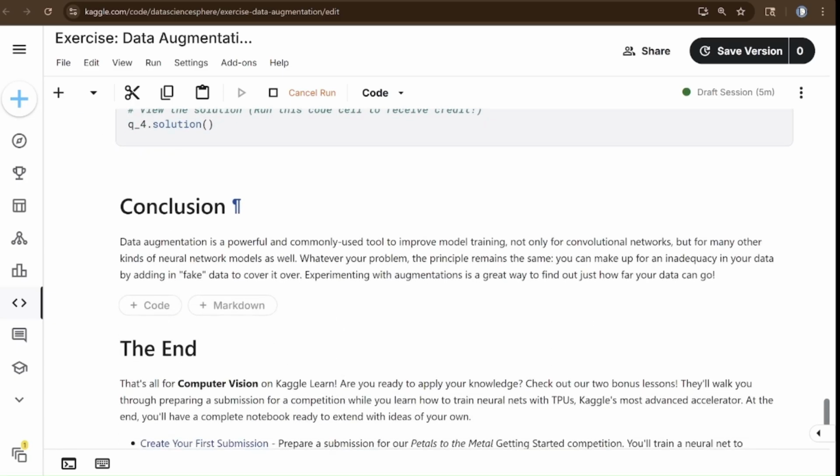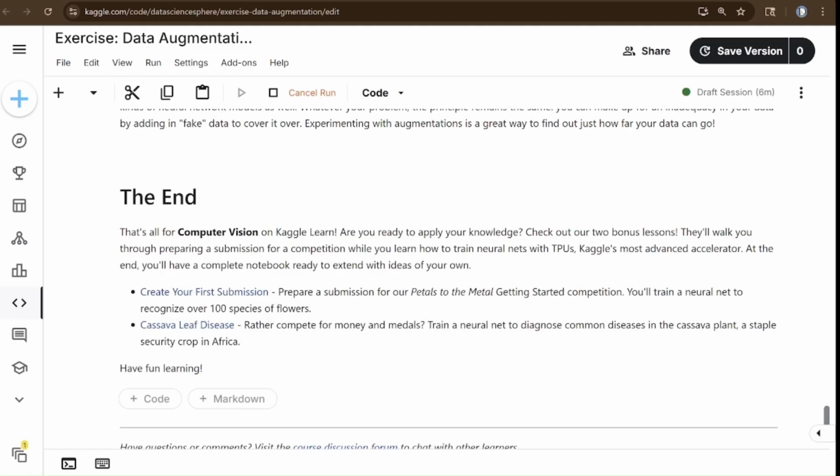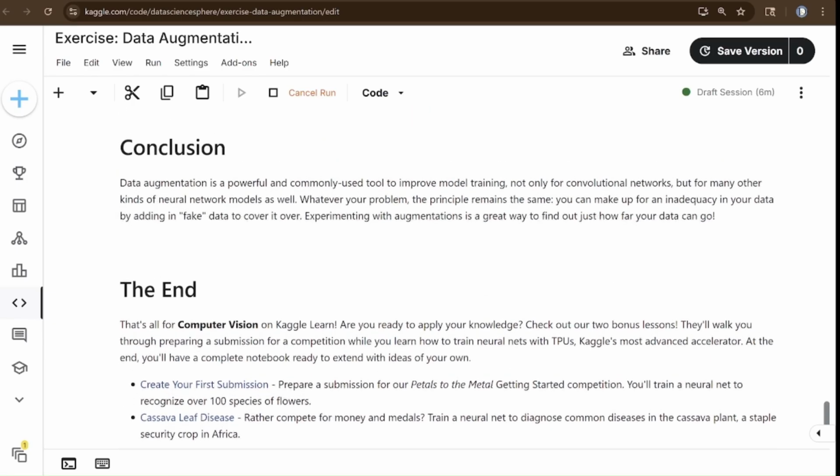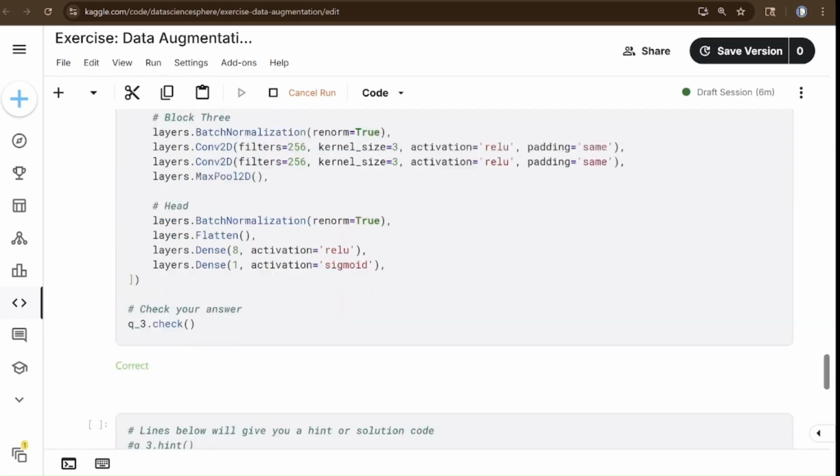So data augmentation is a powerful, commonly used tool to improve model training, not only for CNN but for many other kinds of neural networks. The principle remains the same. You can make up for any inadequacy in your dataset. When you have a lower number of data, you can simply apply it. Not only for CNN, in other places also, you can use data augmentation. Okay. So that's all for computer vision, and if you are ready, you can apply your knowledge. So congratulations. Bye. Happy learning.